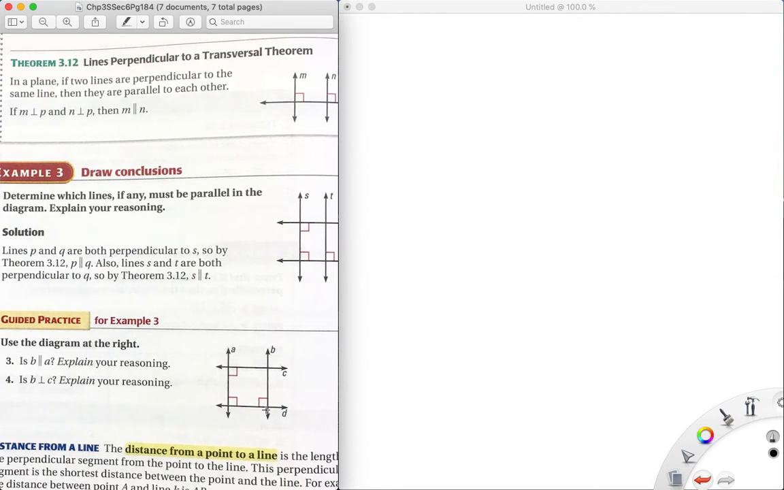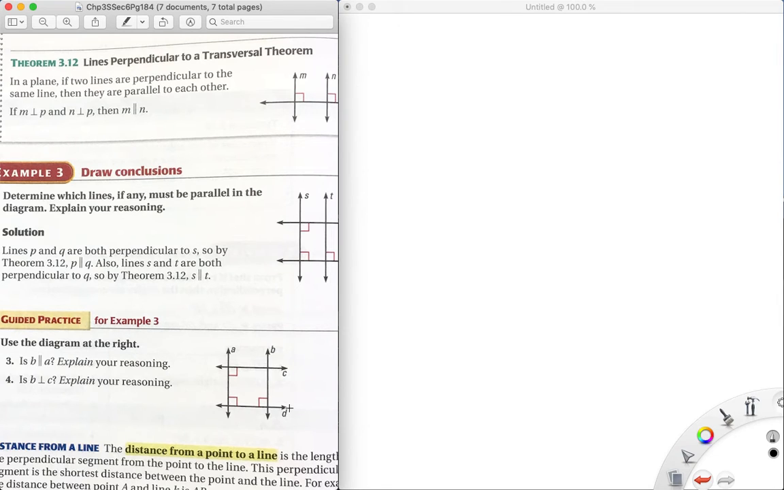Can I say that B is perpendicular to C? Yes, I can. If I look at line A, I can say that D is perpendicular to A, C is perpendicular to A, so then I can say that C is parallel to D. So I've established that C is parallel to D. That's step one.